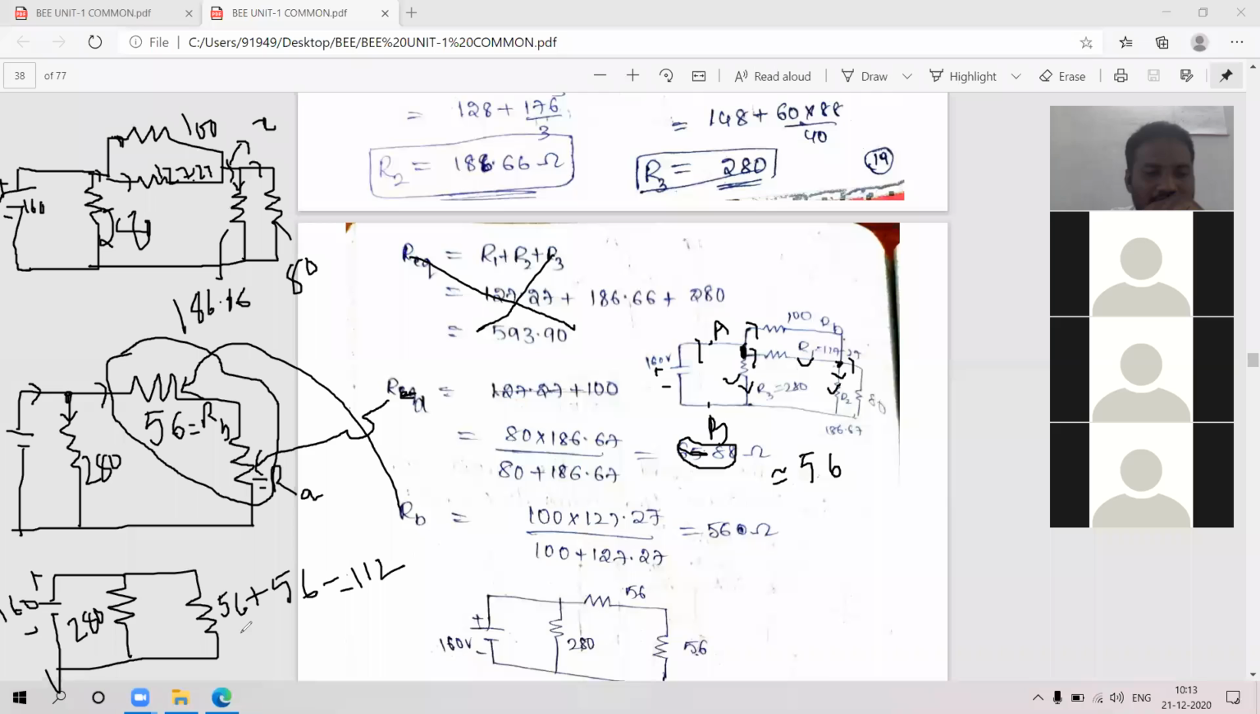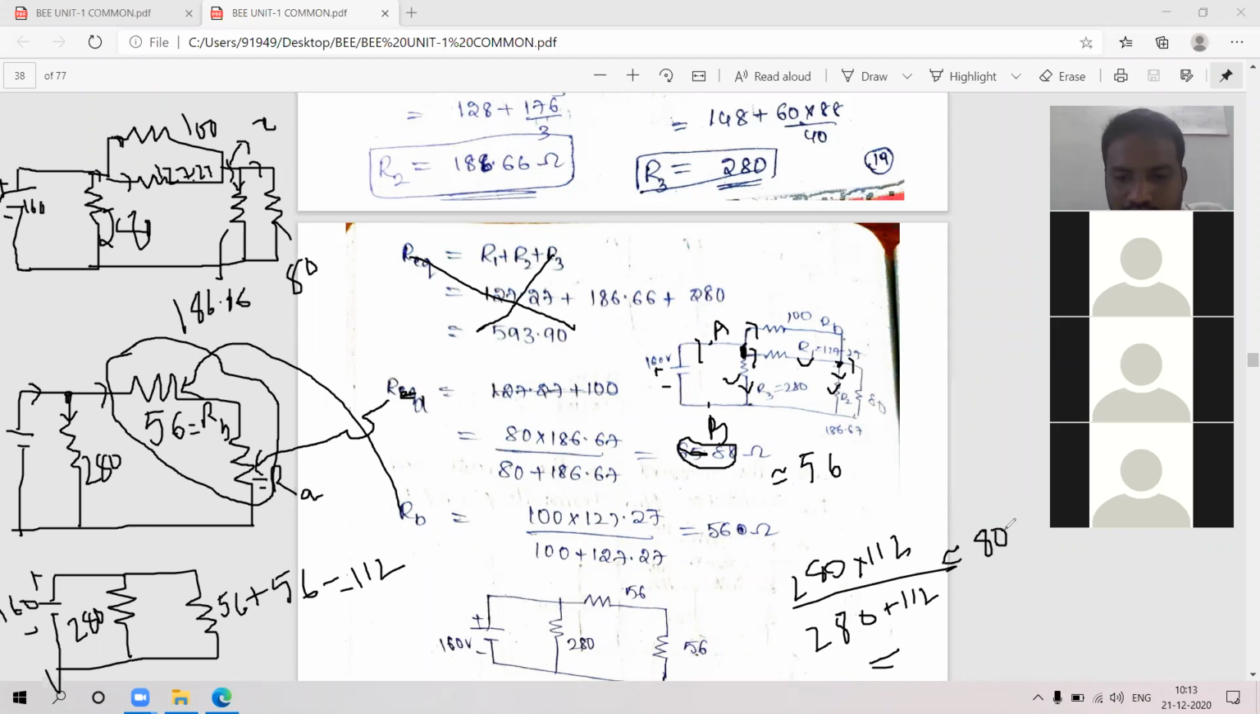How are these two now? Parallel. Parallel means again you need to do product by sum. All of you do 280 into 112 by 280 plus 112. What is the value? Tell me, all of you. How much did you get? The answer is approximately 80 ohms. Check it, all of you.